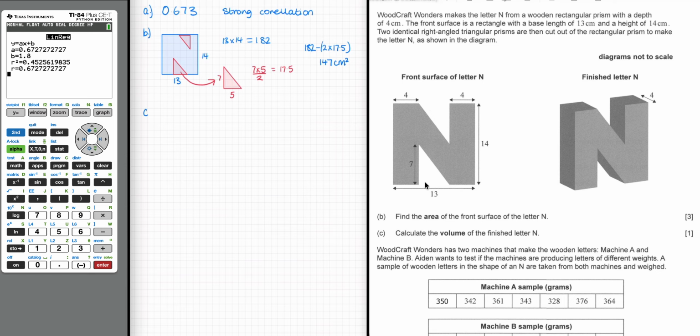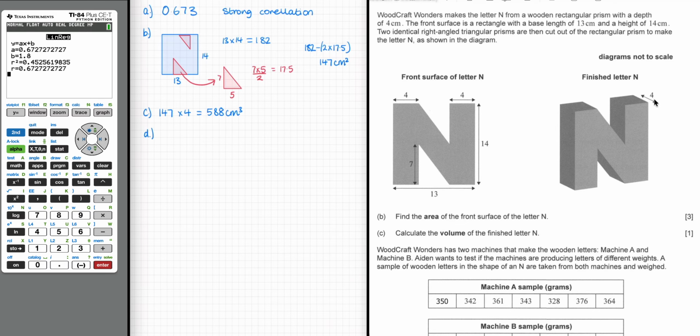Part C is then to calculate the volume of the finished letter. So the volume of any prism is the area multiplied by how far back it goes. So the answer here is just 147 times 4, which is the depth, and that is 588 centimeters cubed.